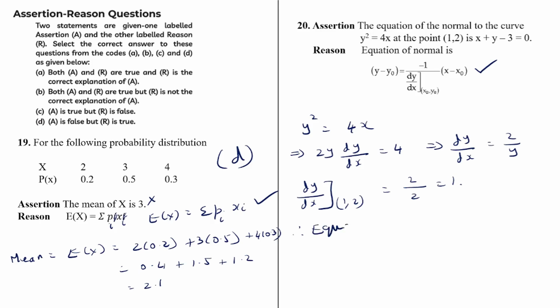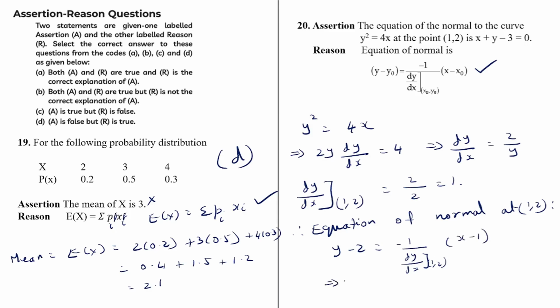Therefore, the equation of normal at (1, 2) is given by y minus 2 equal to minus 1 by dy by dx at (1, 2) into x minus 1. So from this we get y minus 2 equal to minus of x minus 1, or y minus 2 equal to minus x plus 1, or if we transpose all the terms to one side, we get x plus y minus 3 equal to 0.